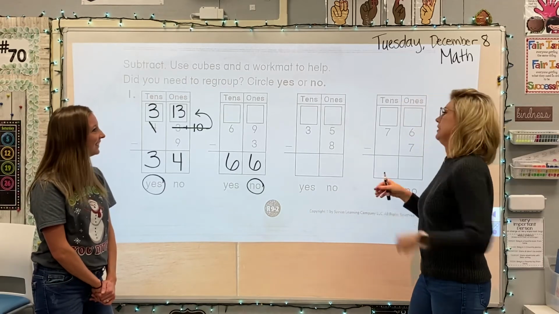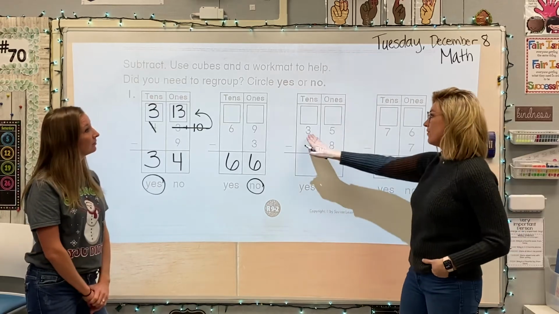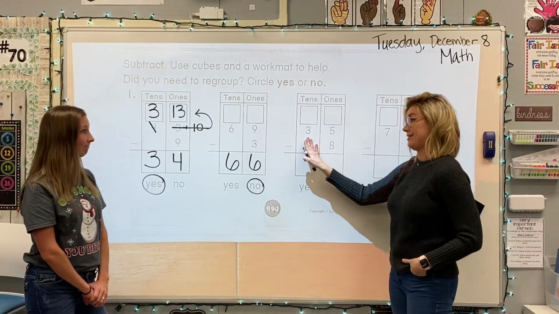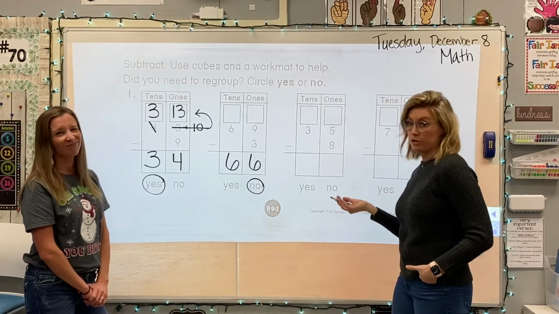If I need 8 and you only have 5, it's not going to work. So I need to knock on Mr. Tens's door and see if he's willing to give me one of his 3 tens. All right. So if he says yes, which I feel like he will because he's a pretty cool dude, he's going to.